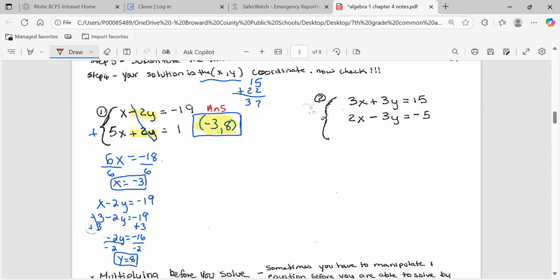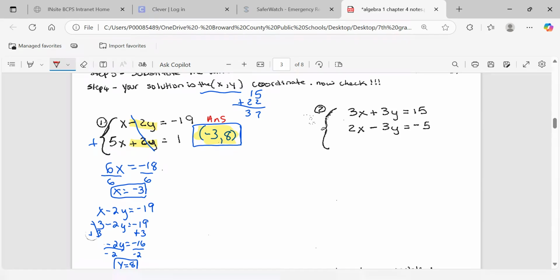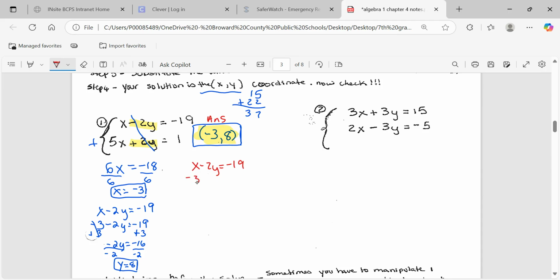All right, so now let's go ahead and substitute because we want to find out, am I correct? We can go ahead and check by putting it into both of them. So x minus 2y is equal to negative 19. So negative 3 minus 2 times 8 should give me negative 19. So negative 3 minus 16 should give me negative 19, and that's true, so that's good.